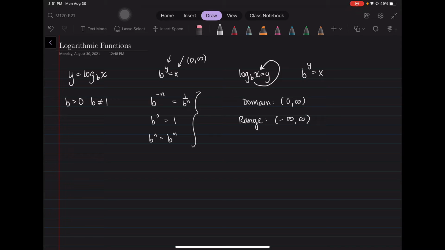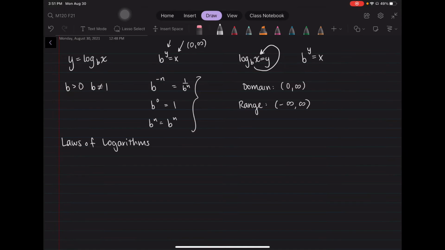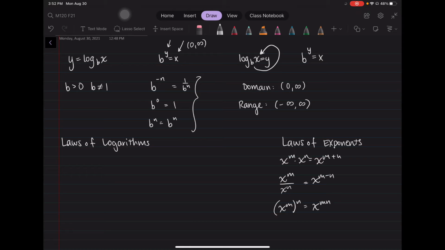In addition to the logarithmic functions being inverse of exponents, there are logarithm laws that we can use to rewrite expressions if we want to. We can expand and we can condense logarithmic expressions. Remember the laws of exponents. When you have x to the m times x to the n, that's x to the m plus n. X to the m divided by x to the n is equal to x to the m minus n, and x to the m to the n power is x to the mn.